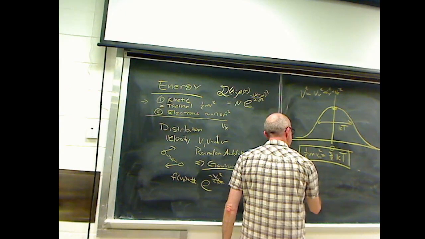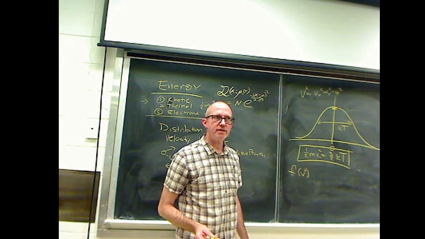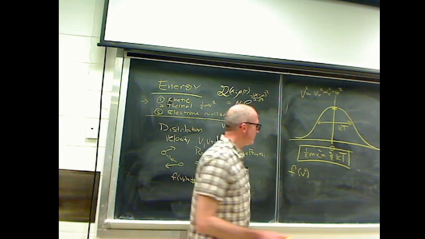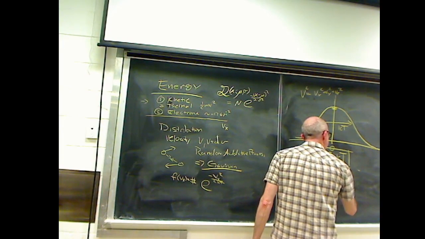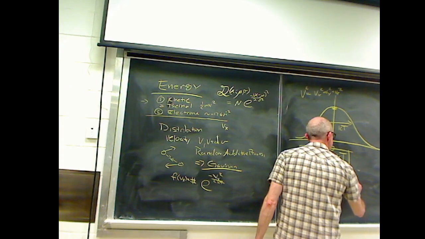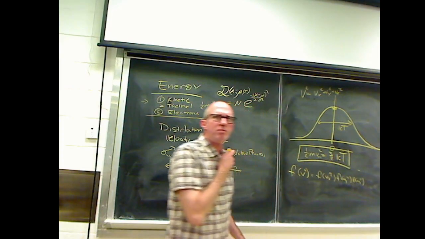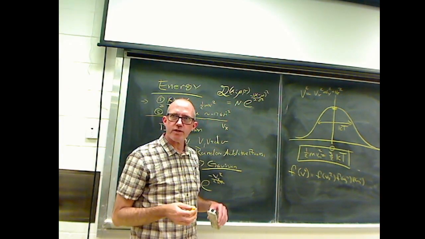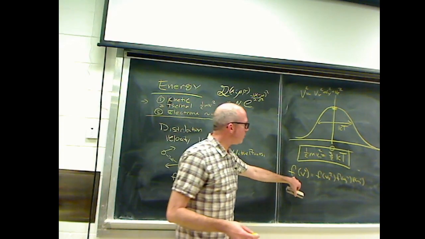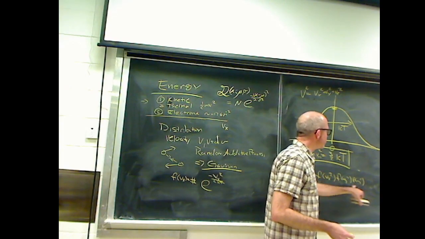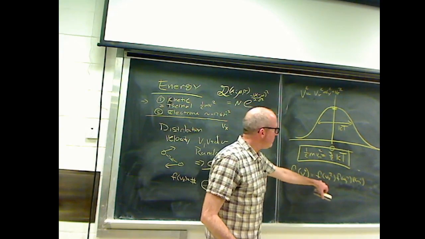So f of v squared is the distribution of the total velocity of my atoms. This is going to be equal to f of vx squared times f of vy squared times f of vz squared, for probability reasons. You just have to trust me on that one. Because they're all independent, the distribution of the total is just going to be the product of the 3 things that make it up. Each one of these is a Gaussian.